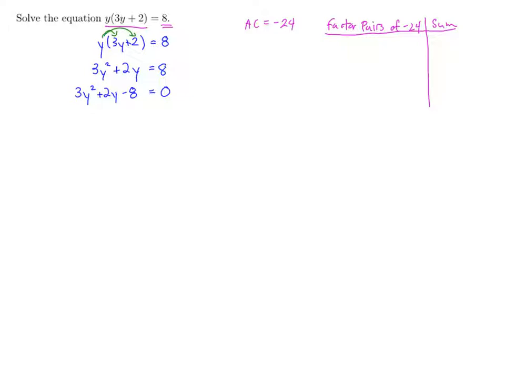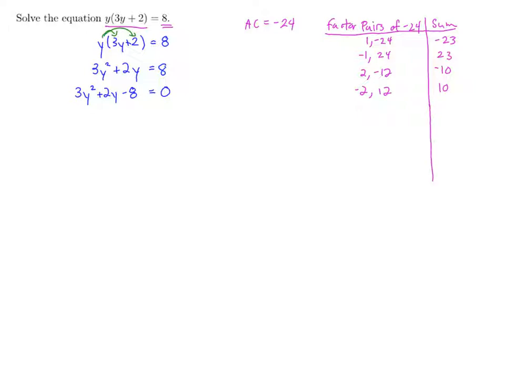So going through, to have a product that's negative, one number in each pair will need to be positive and one will need to be negative. So we can start with 1 and negative 24. We see that that sum's negative 23. We could do negative 1 and positive 24. That would be a sum of positive 23. We could do 2 and negative 12. That'd give us a sum of negative 10. We could do negative 2 and positive 12, and that would give us a sum of positive 10.